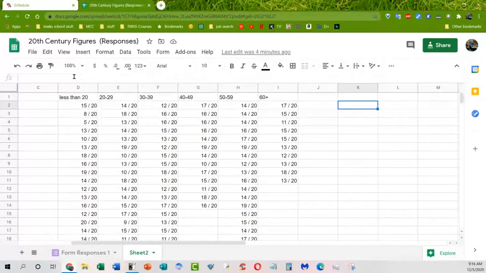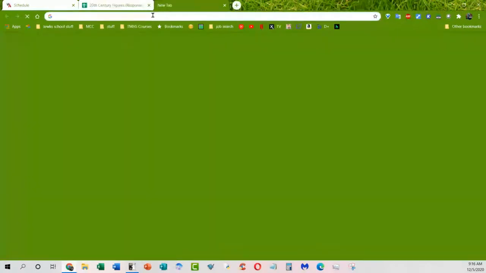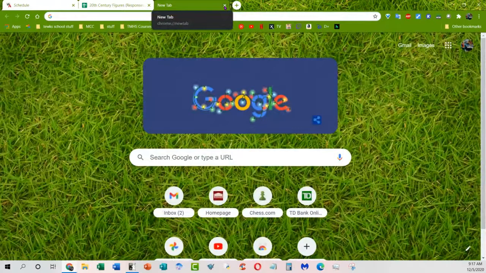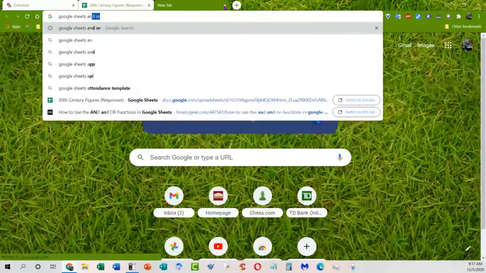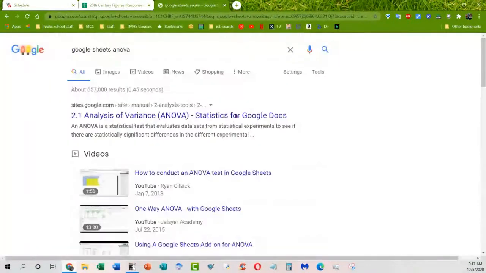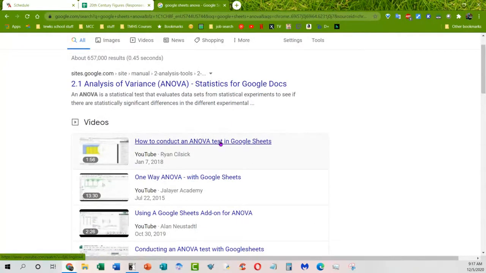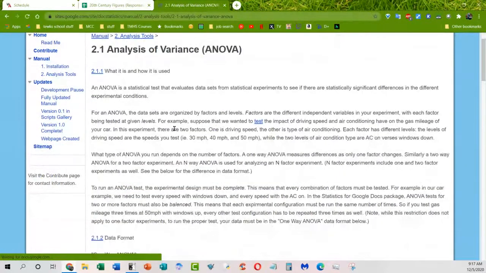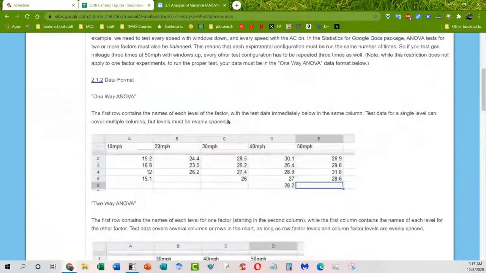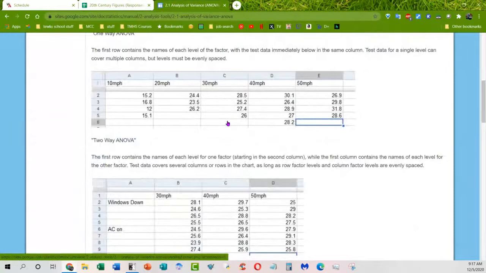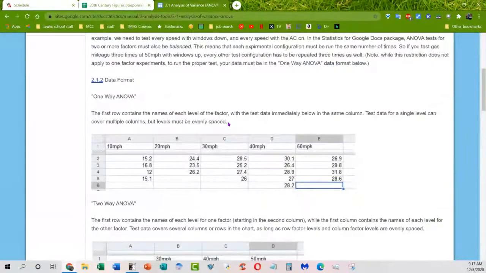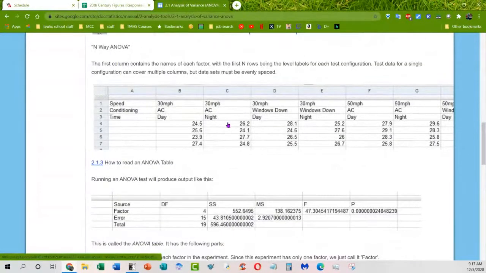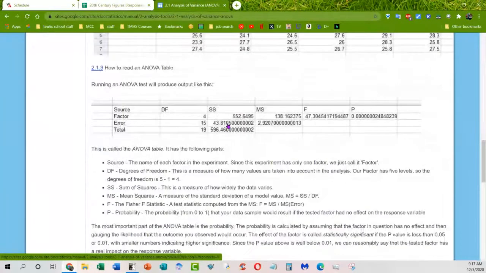So with Excel or Google Sheets, does it even have it in this? Looks like it does, but sometimes it's an add-on. Yeah, okay.